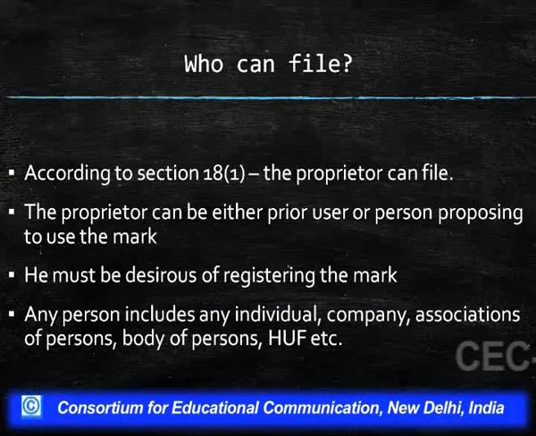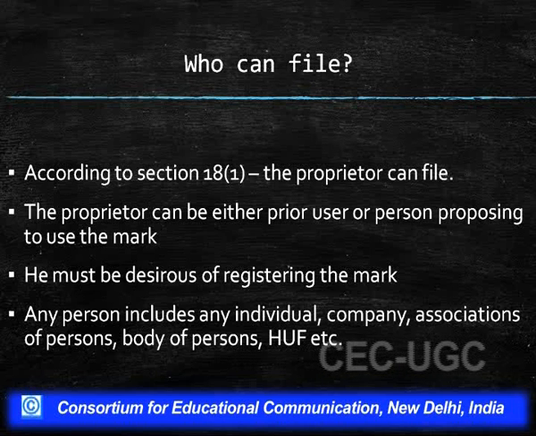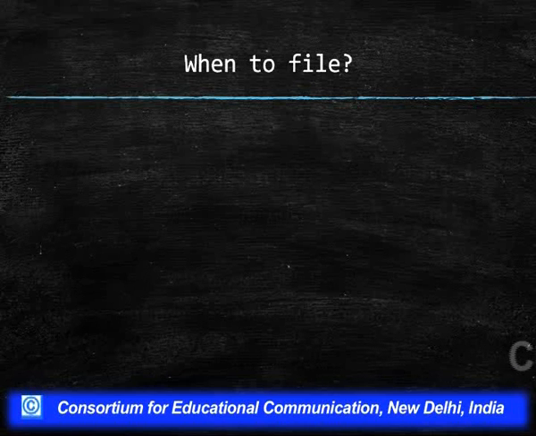and the answer to this kind of question lies only in knowing the details of the laws relating to partnership, laws relating to companies, laws relating to businesses, etc. Well, as I said, the word proprietor includes any individual, company, association of persons, body of persons, Hindu undivided family, etc. If we go ahead with the next question, when to file the trademark application, we have now understood who can file, I mean who all are eligible to file the trademark application or trademark registration.